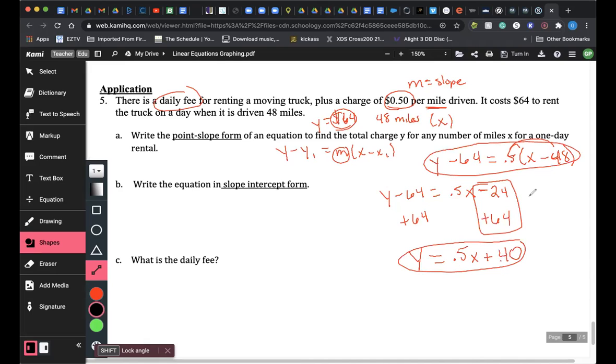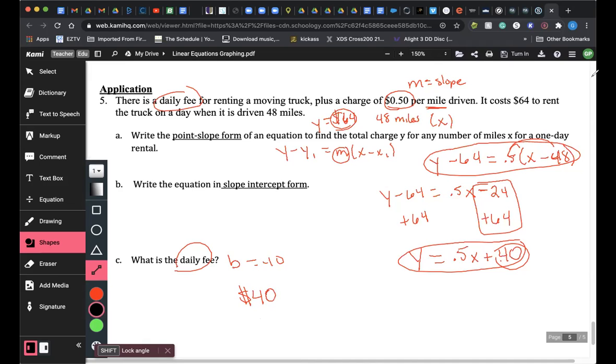Okay. So now that we have this slope intercept form, we can identify the daily fee. The daily fee is going to be represented by your B, or your y-intercept, right? Your y-intercept in this case is 40, or your B is 40, which means that your daily fee is going to be $40.